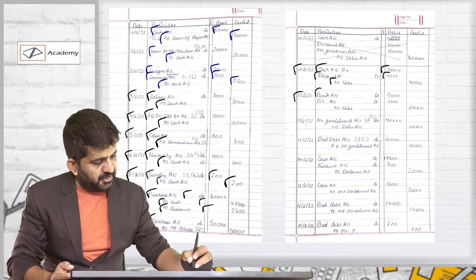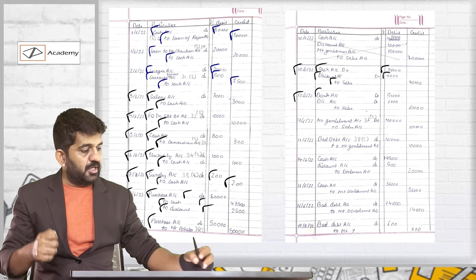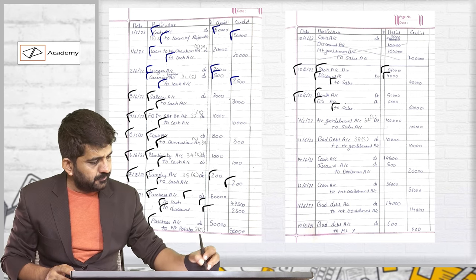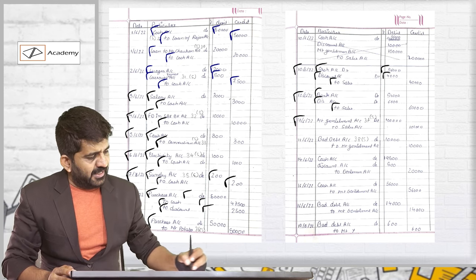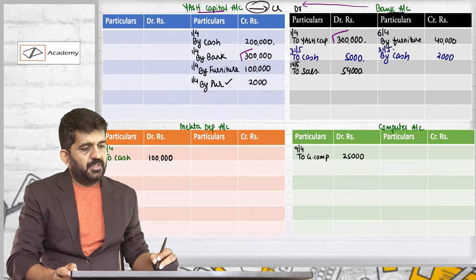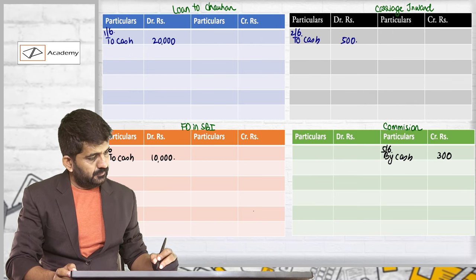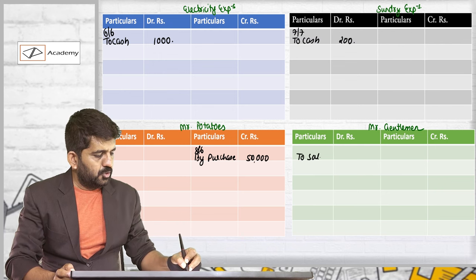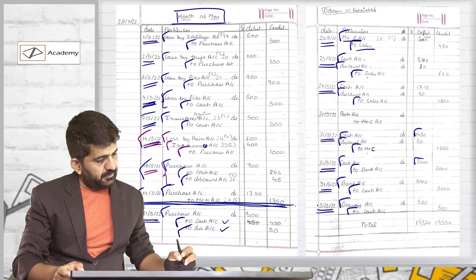So this entry is passed. Bank account debit side, I have written to sales 54,000. Discount account debit side, I have written 6,000. Sales account credit side, I have written 60,000. In total, Mr. Gentleman account debit to sales 1 lakh rupees. Let me write down the date correctly.